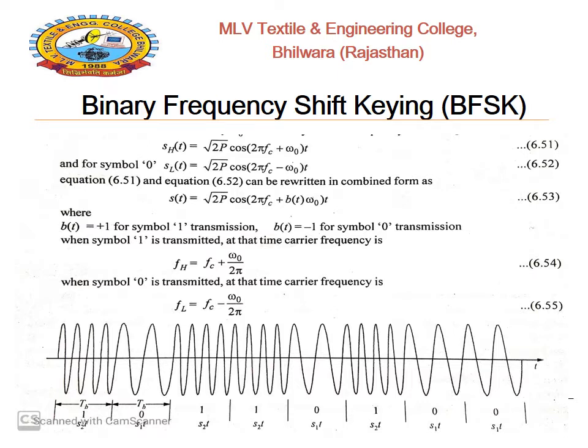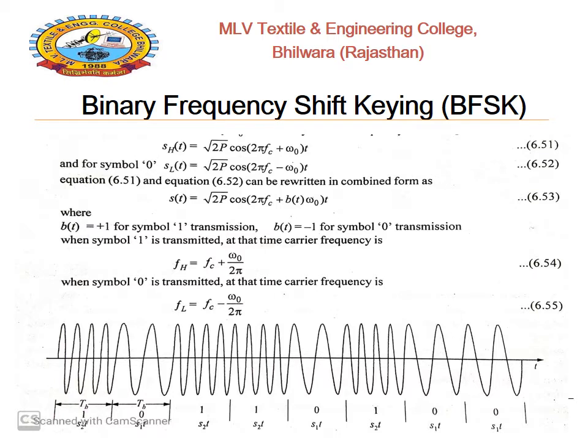So 1 represents the higher value and 0 represents the lower value. In the case of NRZ representation, 1 is represented by +1 and 0 is represented by -1. The +1 is related to the higher frequency component, which is added to the carrier frequency, and for -1 or symbol 0, the frequency component is subtracted from the carrier frequency.